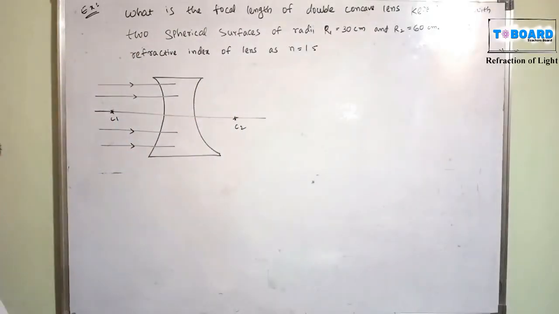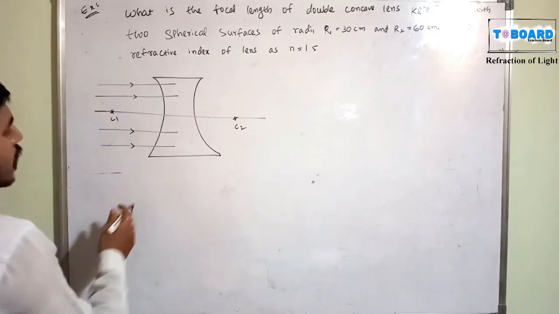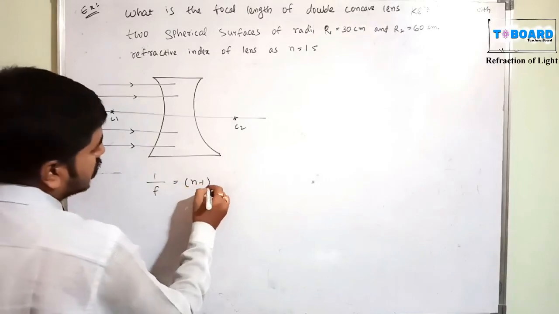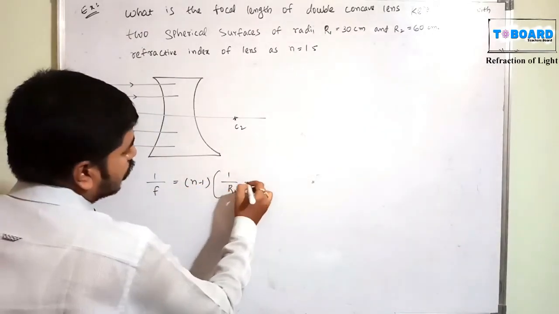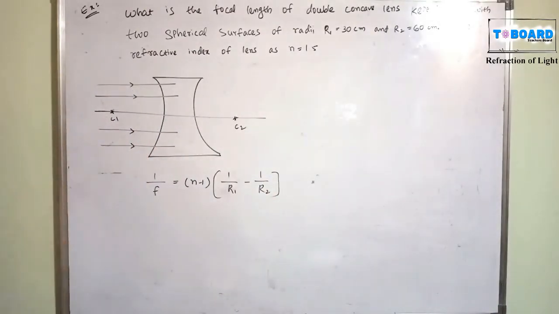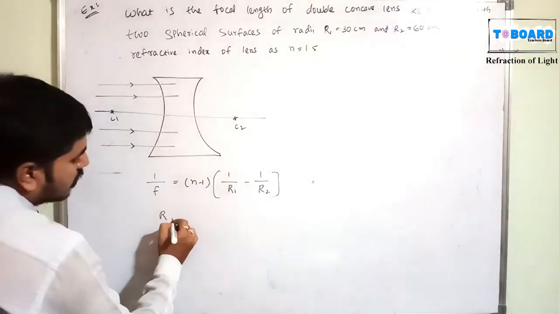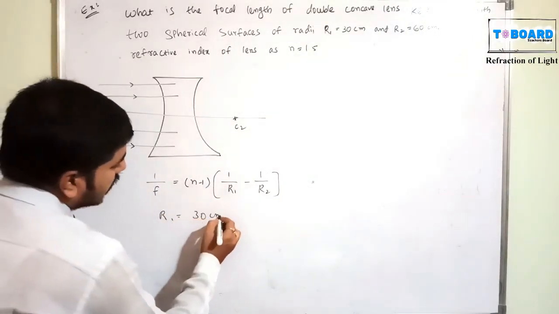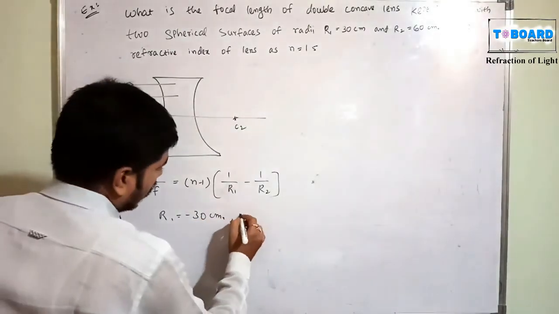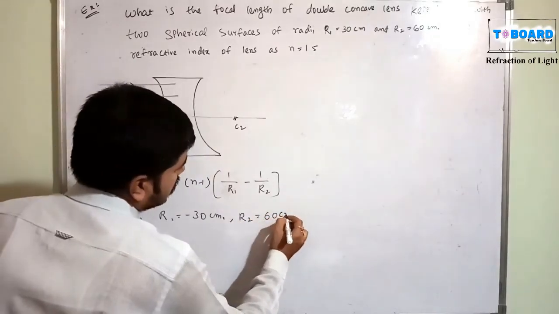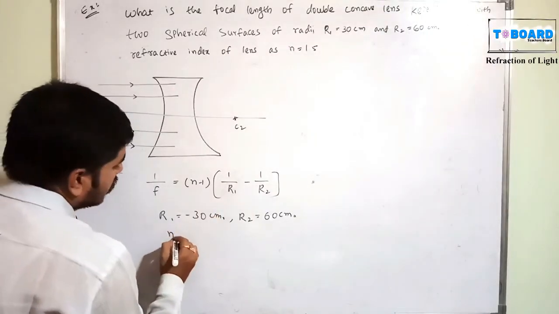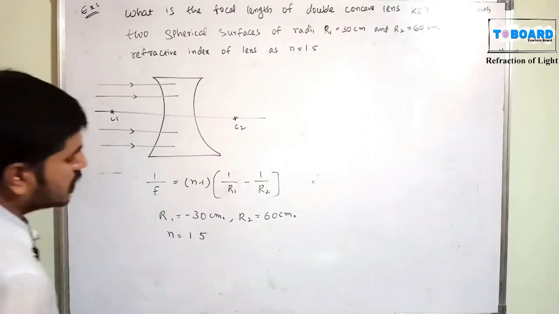Then how to find the focal length? The formula is already there, the lens maker formula: 1 by f is equals to n minus 1 into 1 by r1 minus 1 by r2. Now I am going to write the given values. r1 is given as 30, according to the sign convention it becomes minus 30. Then r2 is given as 60 centimeters, and according to the sign convention it is plus only. The n value is 1.5.